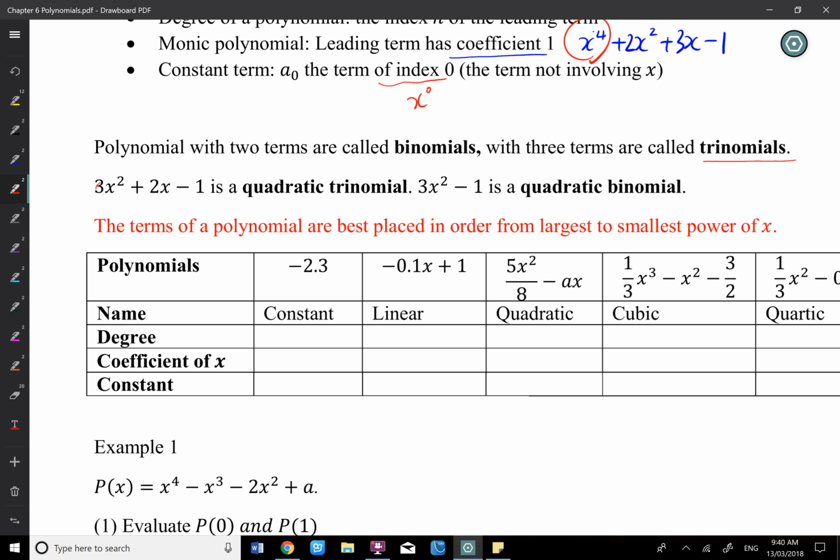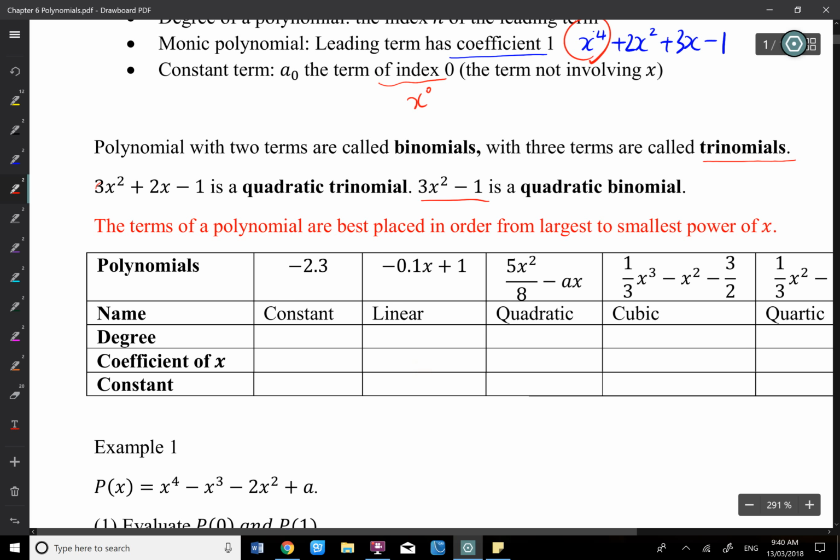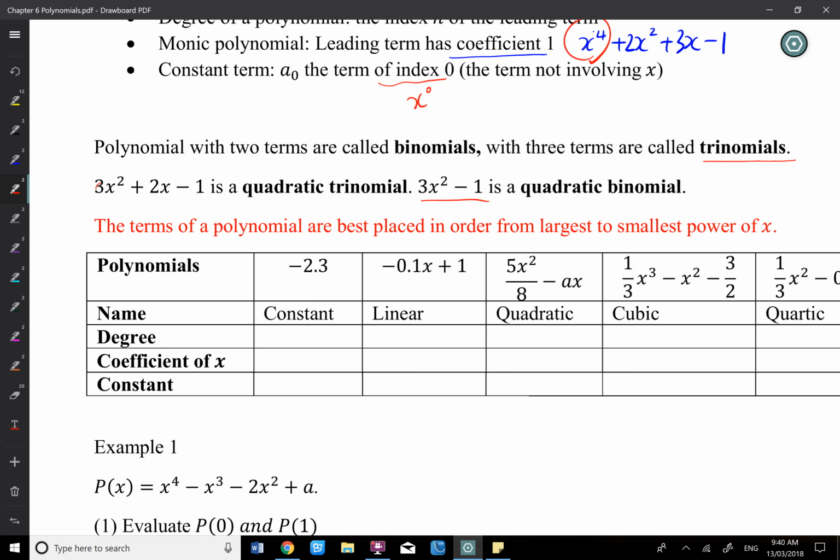How many terms do you have? 3 terms, so it's a trinomial. So that's a quadratic trinomial. This is a quadratic binomial because power of 2 is still the highest term. That's a quadratic. How many terms do you have? You have 2 terms. That's called a binomial. So that's a quadratic binomial.